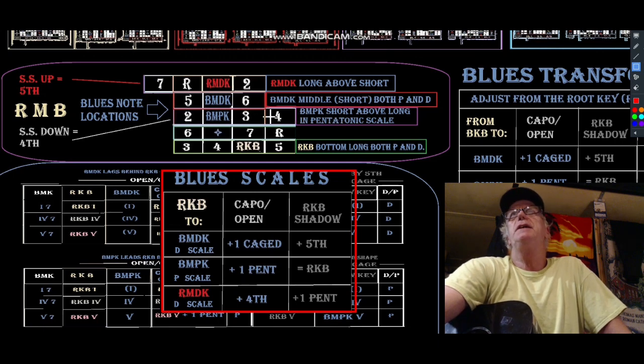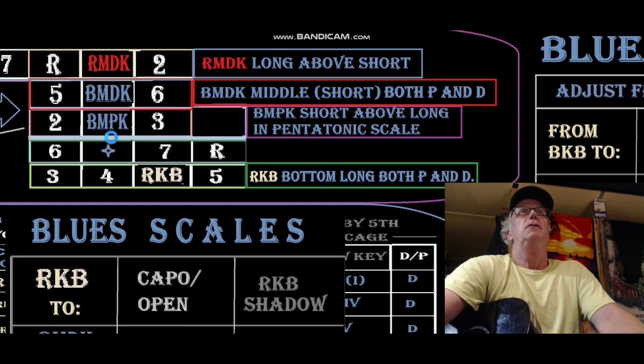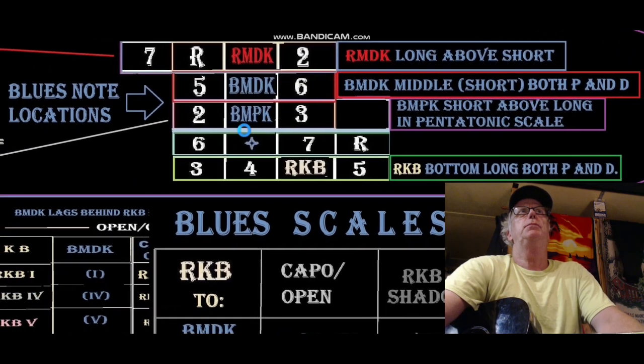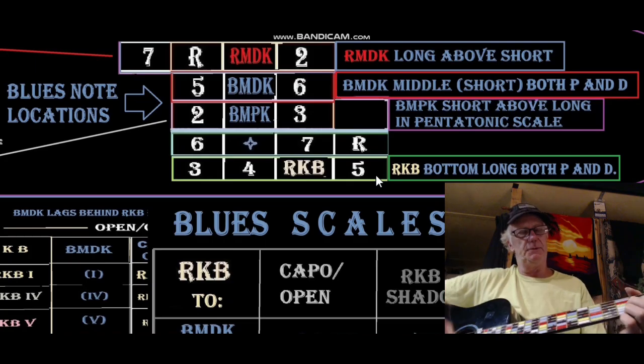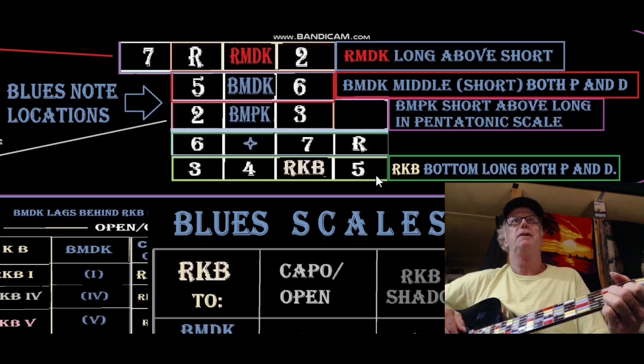When you're in the Pent key, you're not going to be doing this 4. That 4 goes away. For the blues note location, Blues Master Pent key is the short string shape that's above the long one in the pentatonic scale. So let's say we're doing a D here. I'll just do a D.